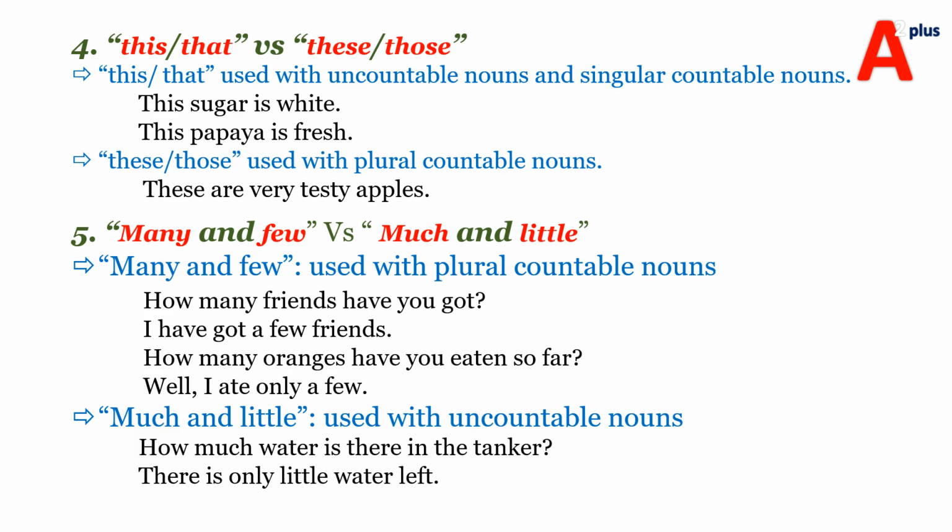Much and little, you say with uncountable nouns. How much water is in the tanker? Well, there is only little water. So water is uncountable, we use much and little. So that's all about nouns.